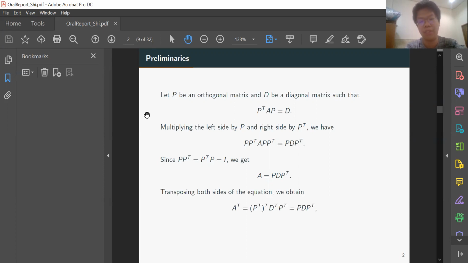Transposing both sides of the equation, we obtain A transpose is equal to P transpose transpose, D transpose, P transpose, which is equal to P D P transpose, implying that A is equal to A transpose, or simply, A is symmetric.